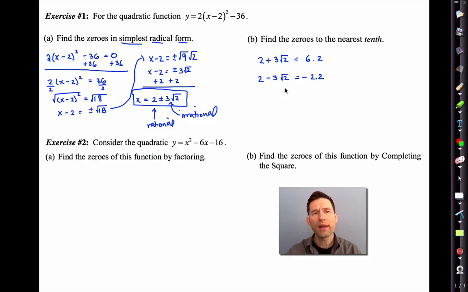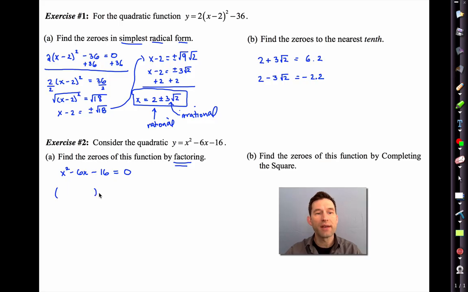All right, in exercise number 2, what we're going to do is kind of compare and contrast. See, we've already found zeros in a different way, and that was by factoring, okay? So let's take a look at exercise number 2. We've got a quadratic, x squared minus 6x minus 16, and we want to find its zeros, so we're going to set it equal to 0. But we're told that we have to do it by factoring. In other words, we're going to use what's known as the zero product law.